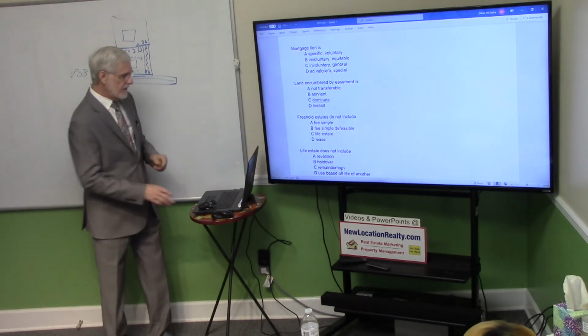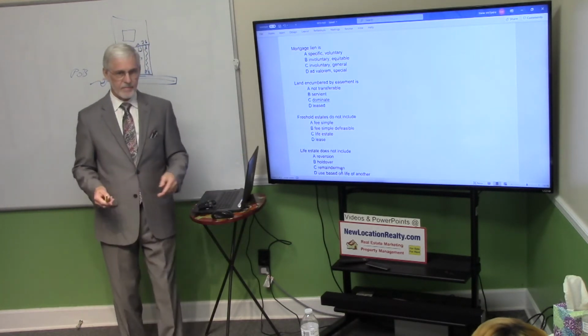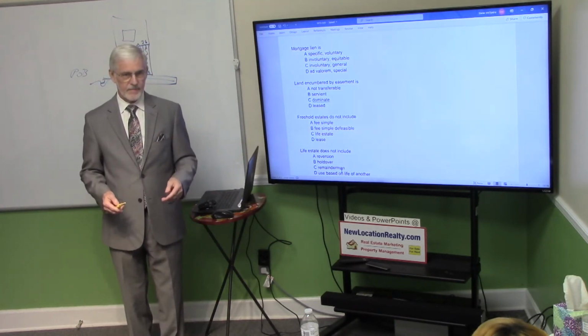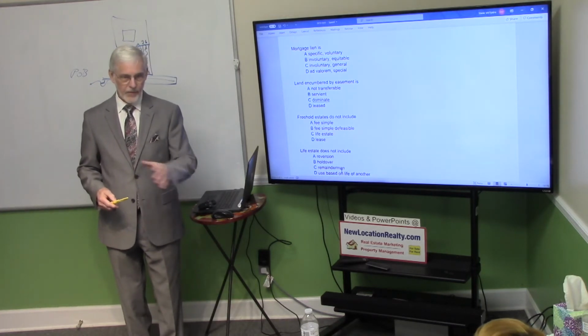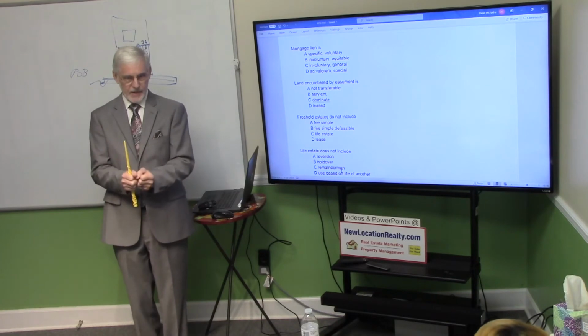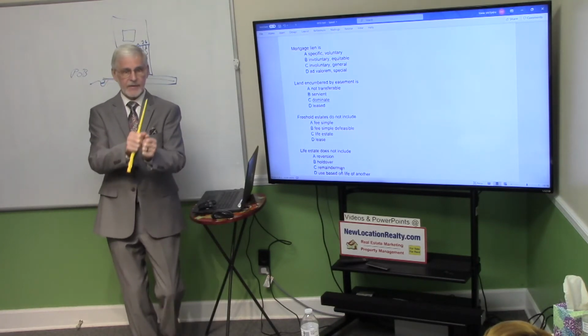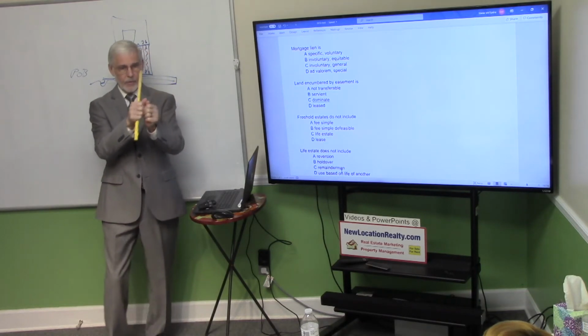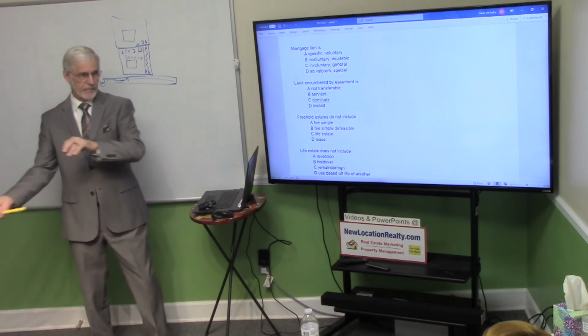All right, what is a life estate? It ends at the conclusion of the life of either the grantor or the grantee, the person that's holding the life estate. When the grantee dies, it either reverts back to the original owner, the grantor, or goes to a remainder man, like an heir of the grantor.